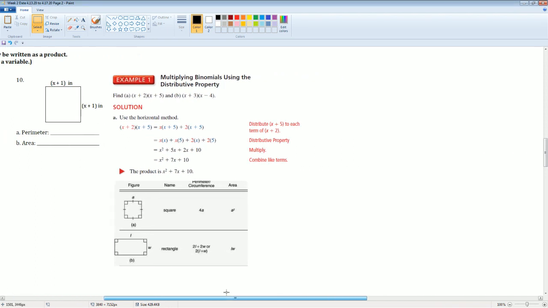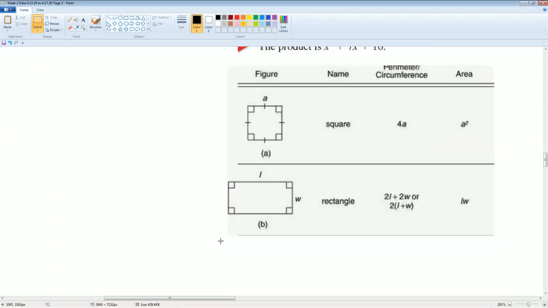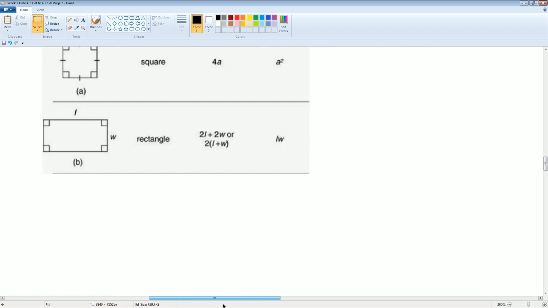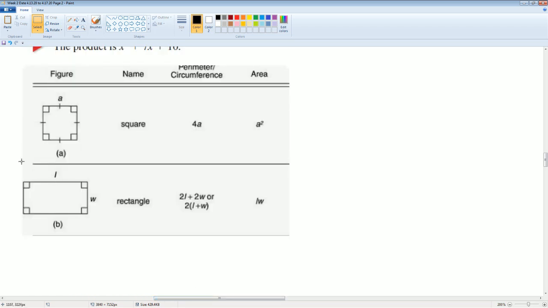So I just decided to give you both the perimeter and area formula here. So here's the square. Notice on all the squares, all the sides are the same. So if this is A, the bottom is also A. So this is A, so this is also A.